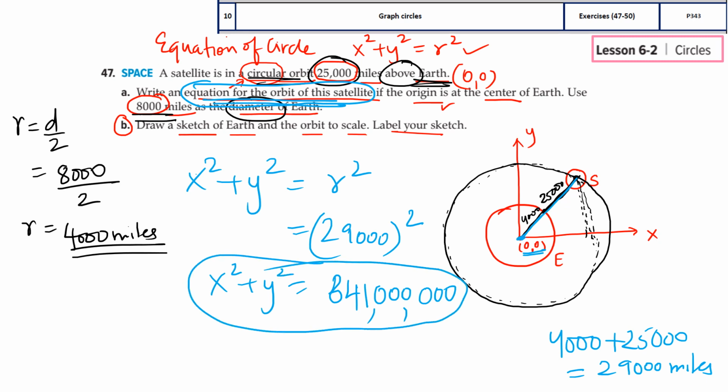Okay, so that's how you solve the word problem on circle. Very easy basic concept, and the figure makes it very clear for you how you are going to calculate the radius.